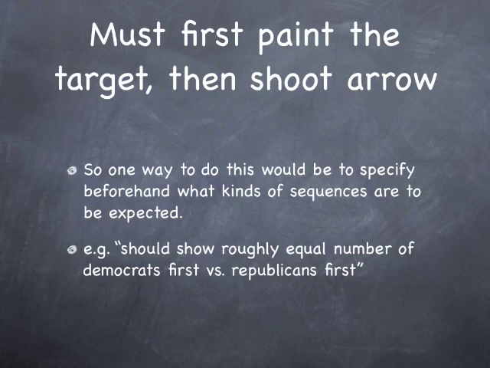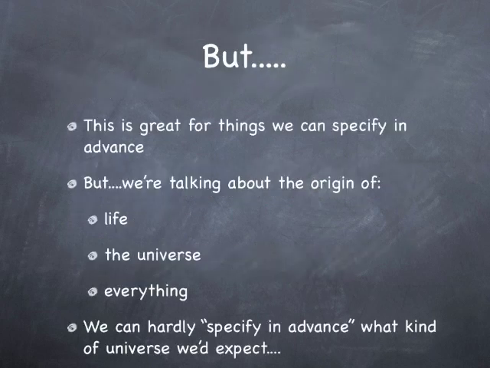Something like this, right? And that would be one way to rule out these fishy sequences that are there. Okay? So this is good as far as it goes. But Dembski has very high ambitions here, right? Okay? This is great for things we can specify in advance. But we're talking about the origin of life, the universe, and everything.